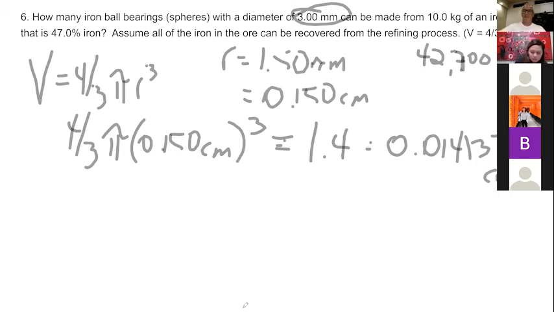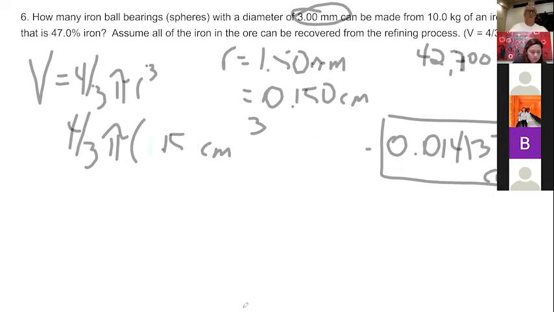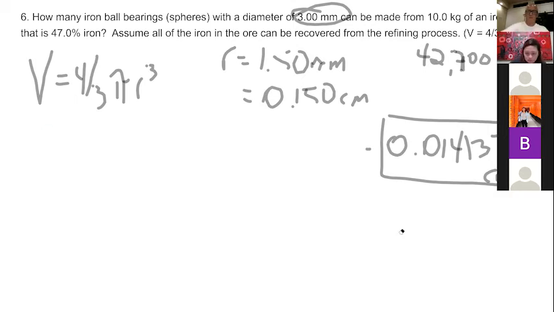Okay, so we have this number. We have a volume, and we have the density of iron. Just remind me again what the density of iron is. What was our density of iron? 7.874 grams per cubic centimeter.